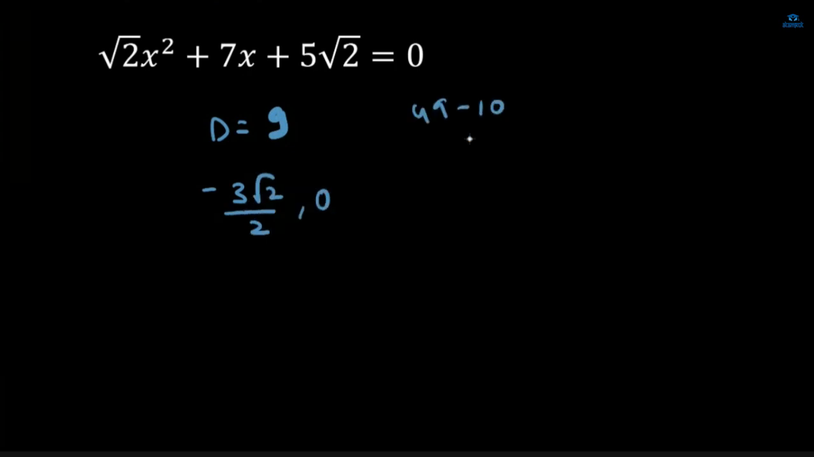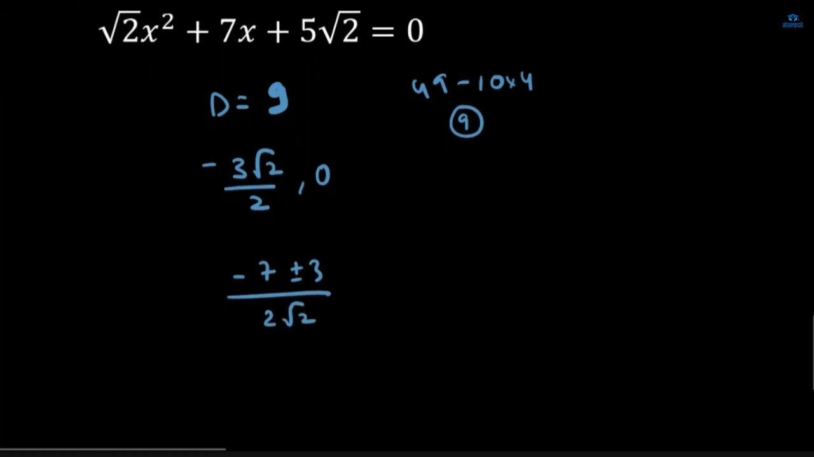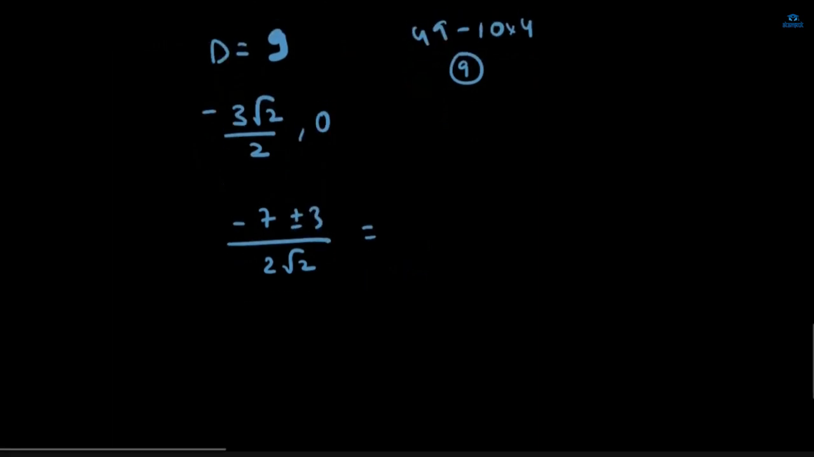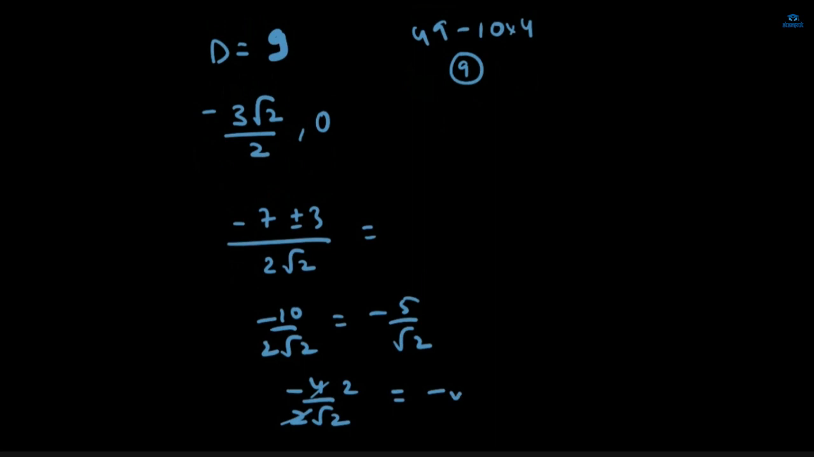Ma'am, won't it be 40 because 10 into 4? Yeah. Ma'am, I found my mistake. Minus 10. One value would be minus 10 by 2 root 2, so that would be equal to minus 5 by root 2. And another would be minus 4 by 2 root 2, equal to minus root 2 only. And if you rationalize this by multiplying with root 2, you will get minus 5 root 2 by 2.